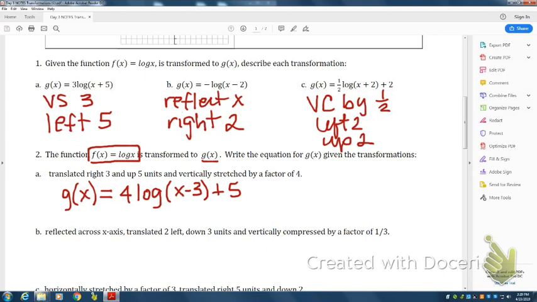Okay, in letter B, we're reflected across the x-axis. So there's a negative out front. Translated left 2, so x plus 2. Down 3, so minus 3 at the end. And vertically compressed by a factor of 1/3. So there you go.